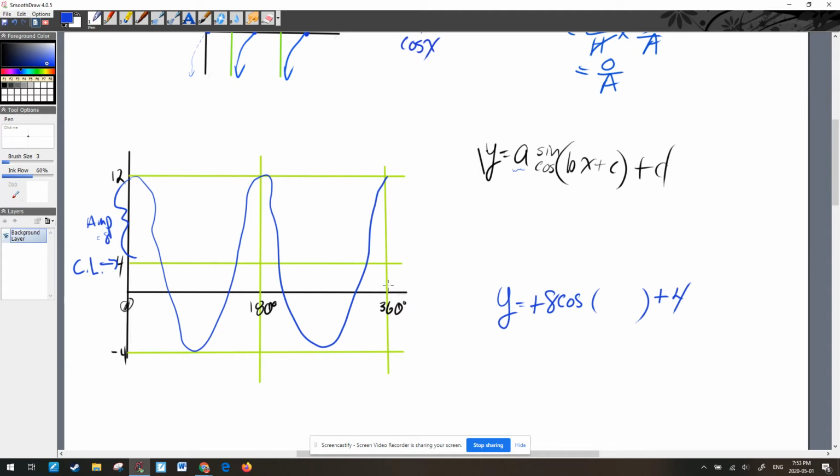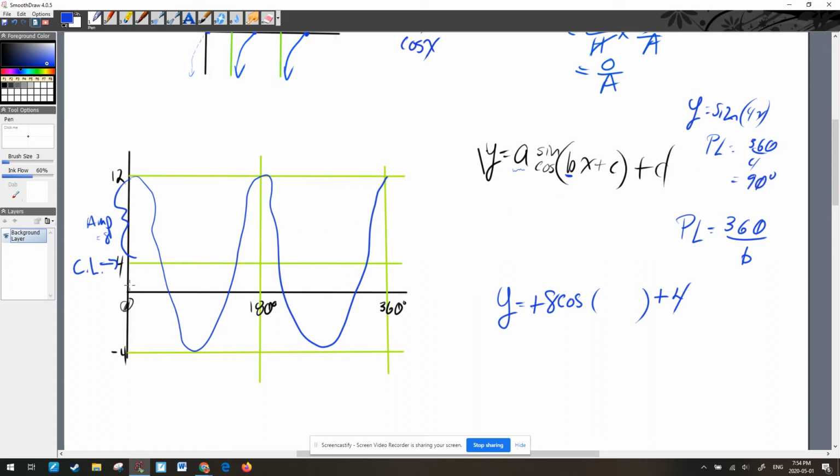Next up, the stuff inside the brackets is always going to be the most challenging. Period length. I know that normally, period length is always going to be equal to 360 divided by this b value, right? If I gave you a function, so if I gave you y equals the sine of 4x, and I said, what's the period length? You'd say, oh, period length is equal to 360 over 4. So you'd say, oh, period length is 90 degrees.